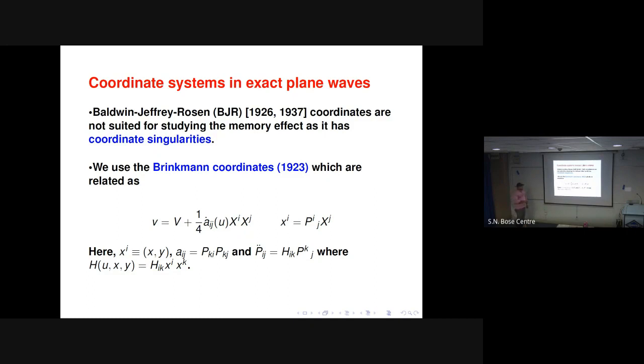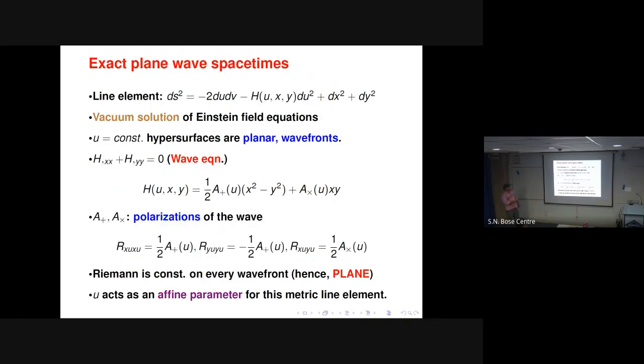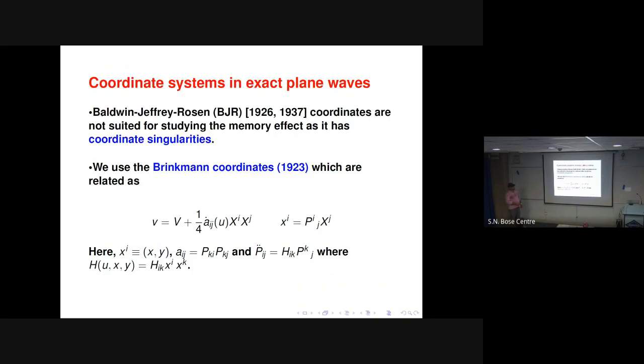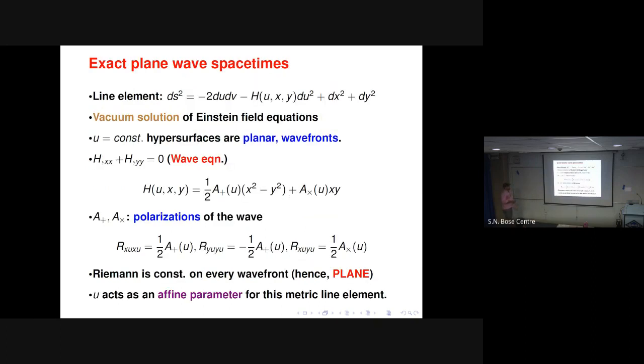So we employ these coordinate transformations, and we are left with a different kind of coordinate system, which is called the Brinkmann coordinates, given way back in 1923 by Hans Brinkmann. So this is how the metric line element looks now in this coordinate system. And we'll employ vacuum solutions of Einstein field equations. If you note that this u coordinate, if you construct u equal to constant hypersurfaces, they are planar and they correspond to a wave.